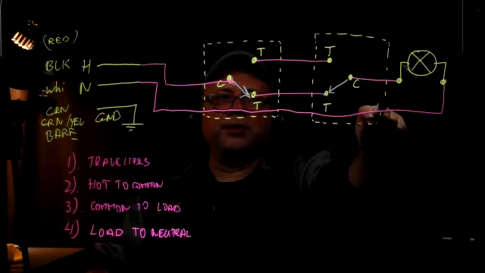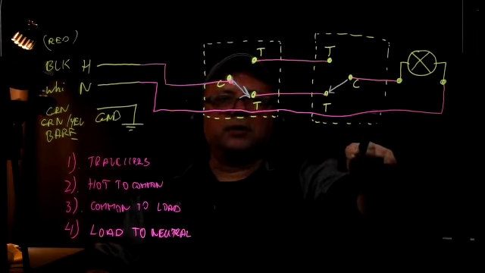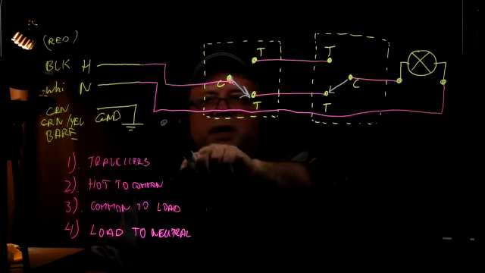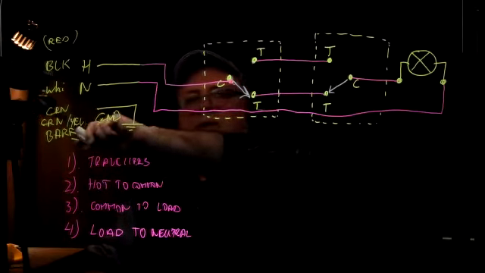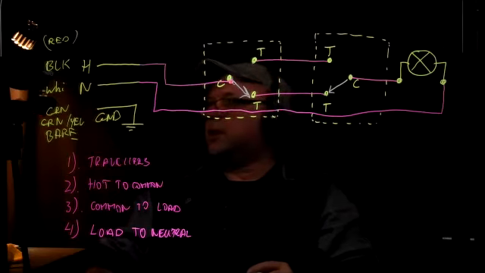It hits the load. The current is going to flow through the load, and it's going to return to the power supply connection to the neutral. Whoa, the circuit is complete. The light bulb is on.